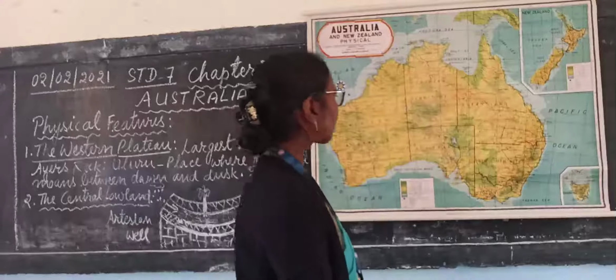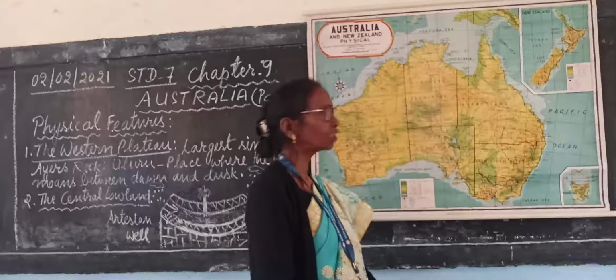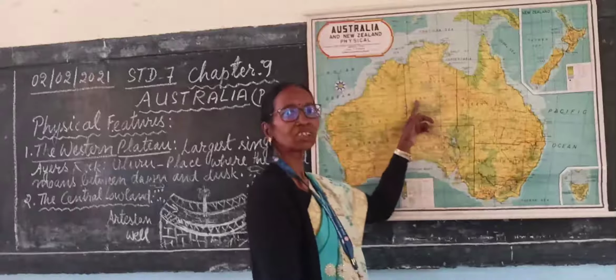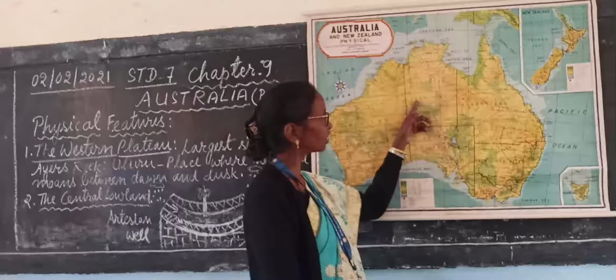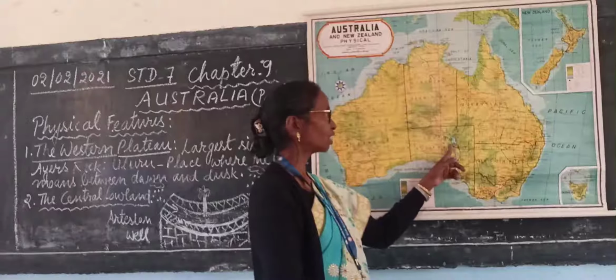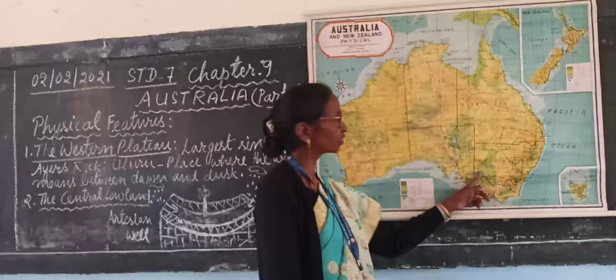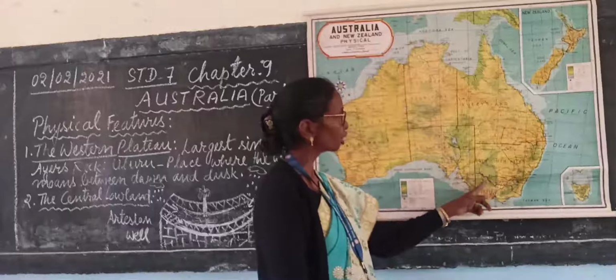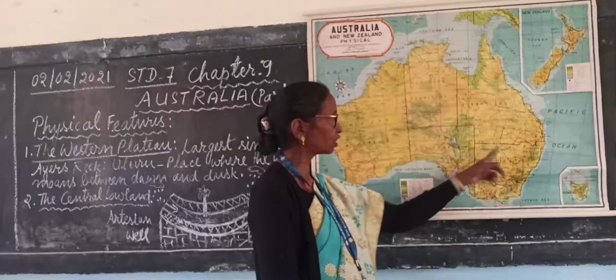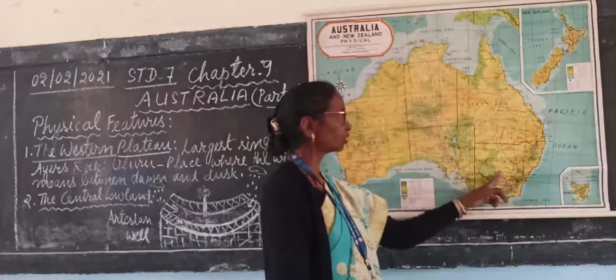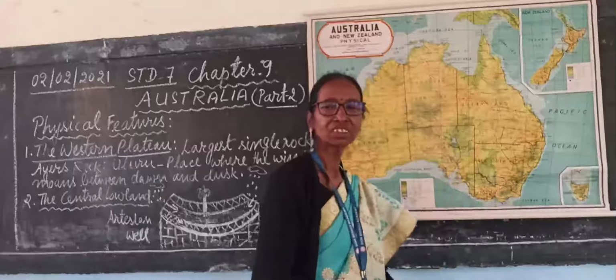So, these are three subdivisions of the Central Lowland. First is the Artesian Basin, second is the Lake Eyre Basin, third is the Murray and River Darling Basin, which is mainly found in New South Wales. Do remember?